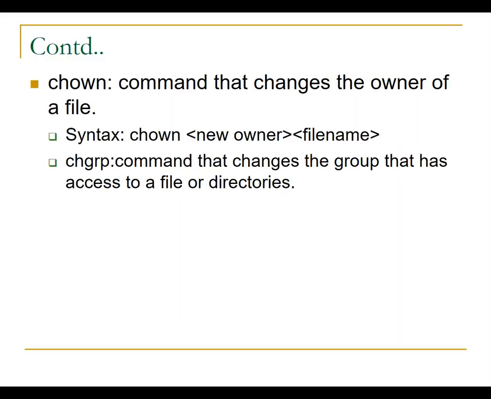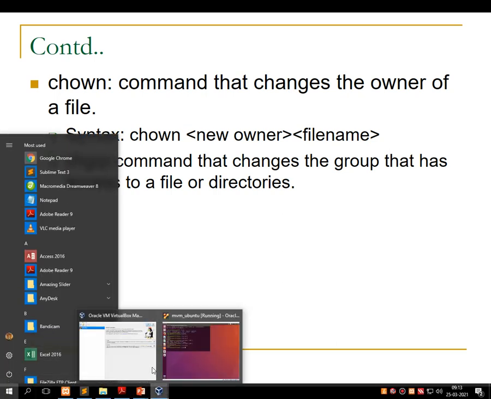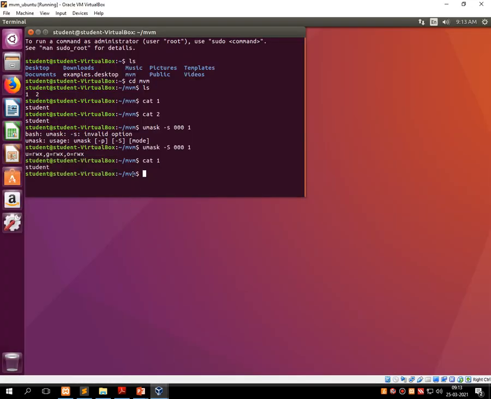Next is chown. The chown command is used to change the owner of the file. Right now, the file that I have created called 1 is owned by the person called student.